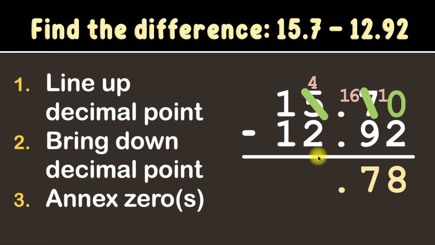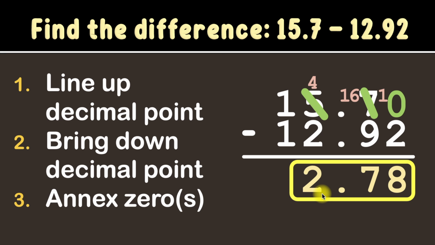Now we can move to the next column, and we can do 4 minus 2, which gives us 2. And 1 minus 1 is just 0. Since that's at the front of the number, we don't need it. That means our final answer is 2.78, properly read as 2 and 78 hundredths.